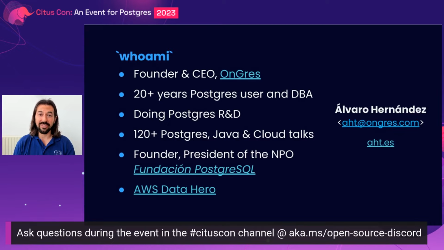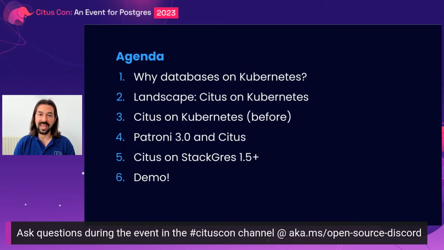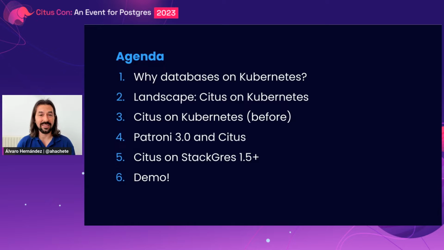So let's get to Citus on Kubernetes. And here's the agenda for today. We're going to talk, as I mentioned before, a little bit about why you may want to run a database on Kubernetes, but this is a whole separate topic, so I'll just give some highlights. And then we're going to look at the existing solutions for running Citus on Kubernetes. What is the available software that you can use?